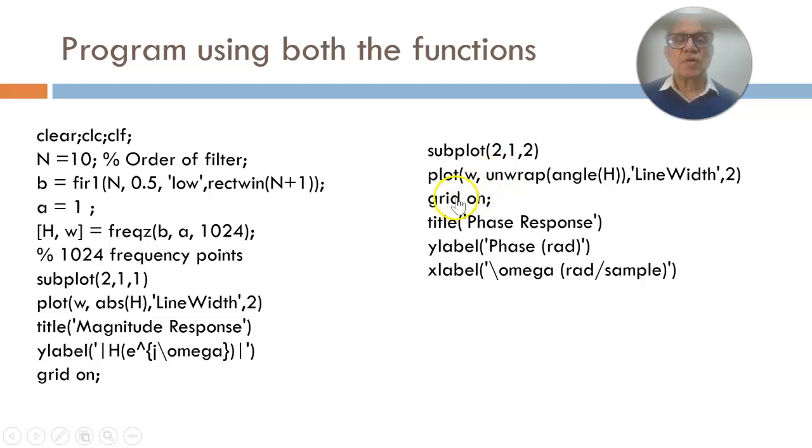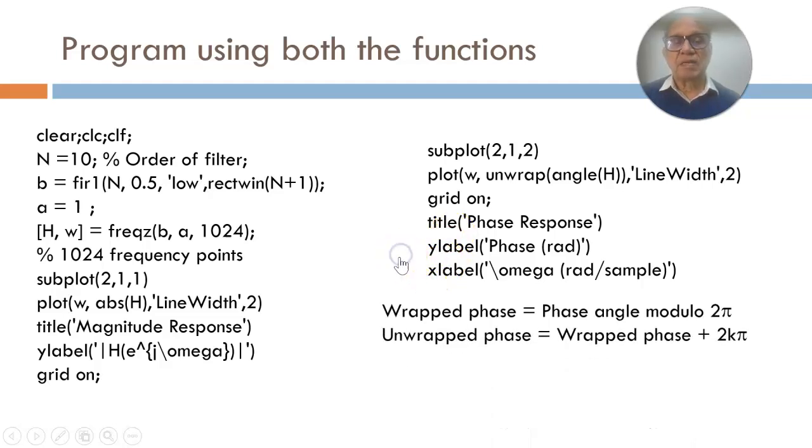Then subplot 2 and 2, plot W, unwrapped angle H. I'll explain what we mean by unwrap, then line width and the usual statements for plotting the graph. Now let us talk about the unwrapped and the wrapped phase. The wrapped phase is what we consider normal. That means if we don't write unwrap, the default is wrapped phase. Wrapped phase is phase angle modulo 2 pi. So this is the usual thing.